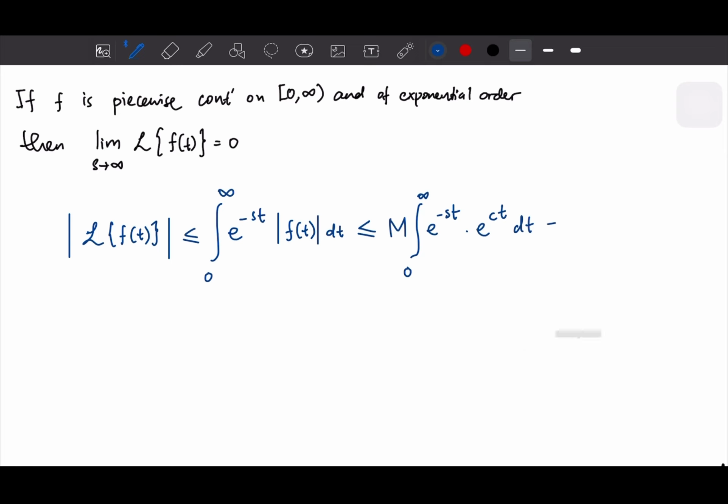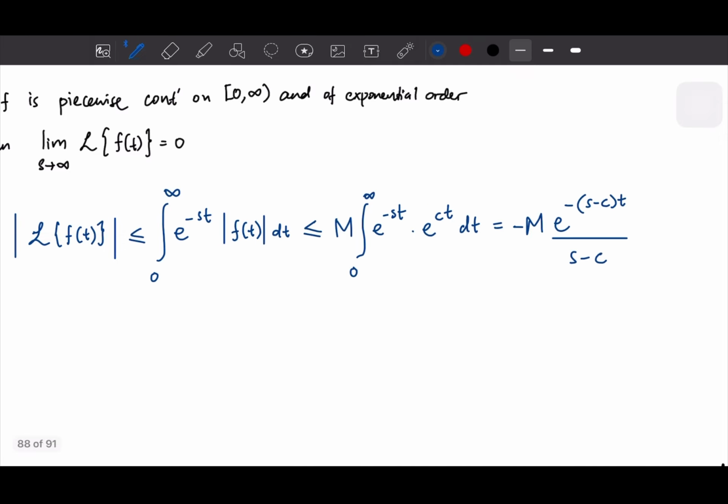We are going to have negative M, and then e to the power of negative (s minus c) t, over s minus c. Okay. This is from 0 to infinity. When we put in the infinity, it will become 0. So we have M over s minus c only.